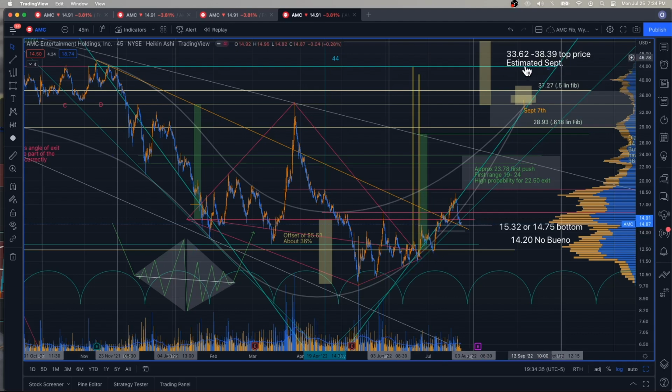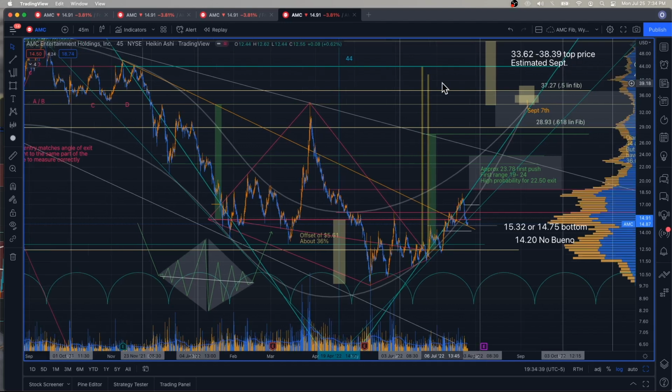And the result of that was the 38.39 price top. So just jumping right in, 38.39 price top, this region right here, 33.62 to 38.39, around September 7th is where I've landed. Now, in order to come to this in a more mathematical way, I want to challenge you to stay with me for the next 15 minutes or so.